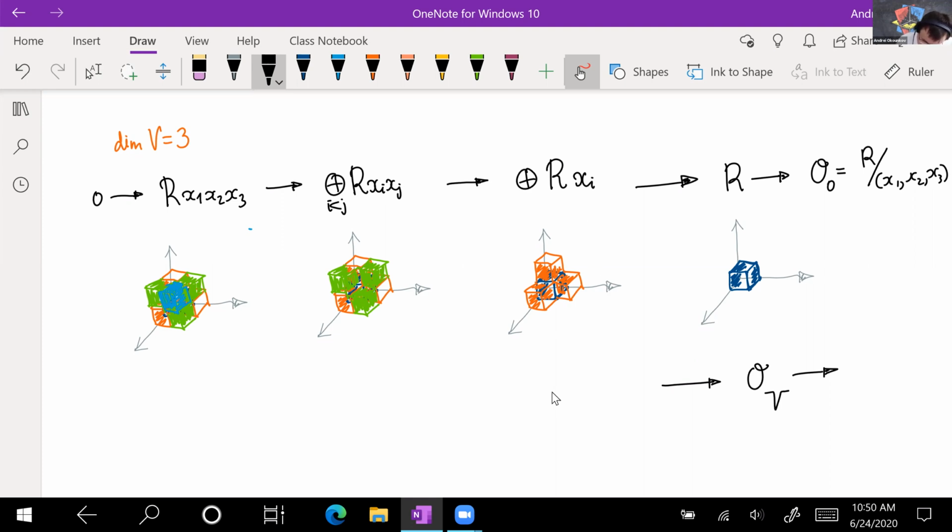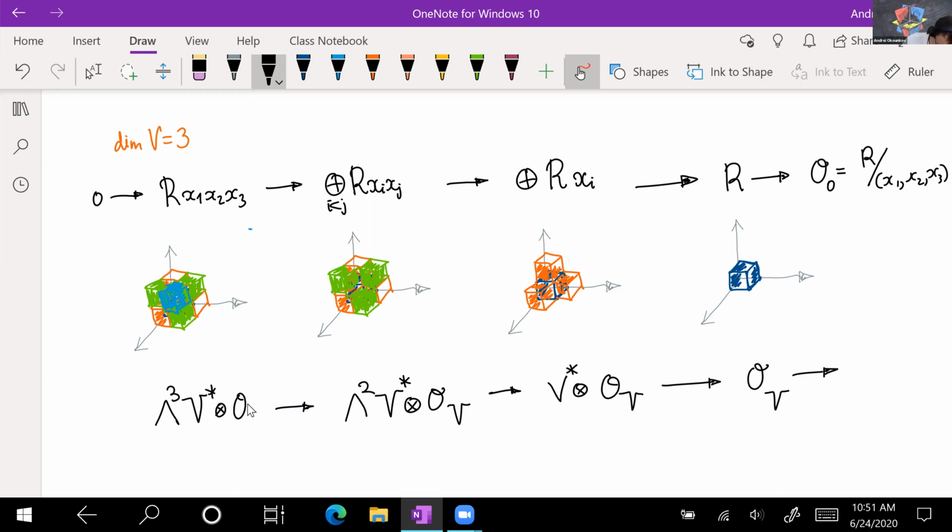What is this representation? That's just the defining representation. I'll write it as V, or rather the dual. This is the dual of the defining representation, because these are linear functions on V. The next term looks like the exterior square of the dual of the defining representation, tensor V, and then here is the exterior cube of the dual of the defining representation, tensor V. That is the resolution.